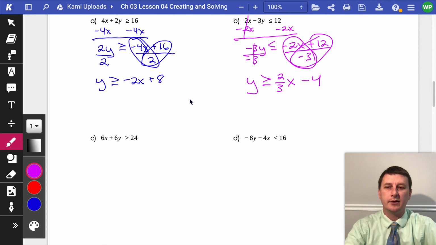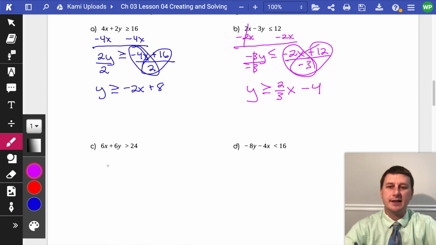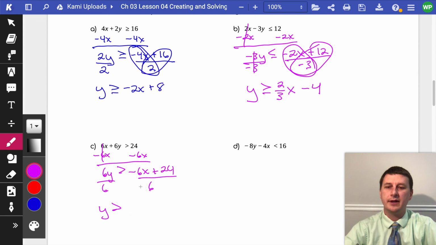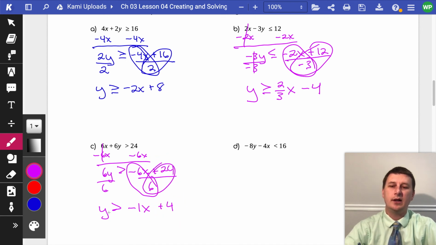All right, going on to part C, we have 6x plus 6y is greater than 24. Again, let's start off by subtracting the 6x from both sides. We're going to have 6y is greater than negative 6x plus 24. And we're going to divide everything by 6. And I'll get y is greater than, well, negative 6x divided by 6 is negative 1x. 24 divided by 6 is 4, and that gives me a final inequality of y is greater than negative 1x plus 4.